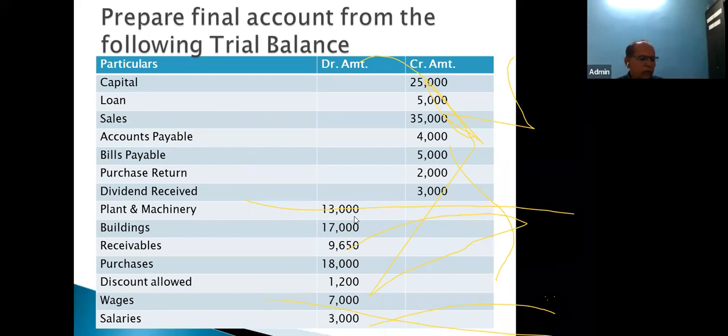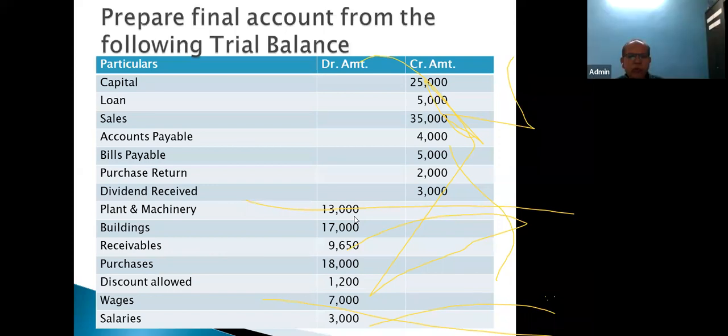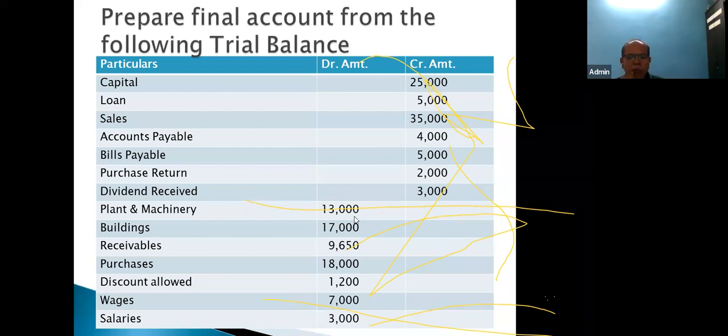15% on 13,000 is 1950. What is this 1950? This is our depreciation amount on plant and machinery. Depreciation is an expense, so the first effect will be recorded on the debit side of the profit and loss account. Come to the profit and loss account debit side and write there: depreciation on plant and machinery 1950.